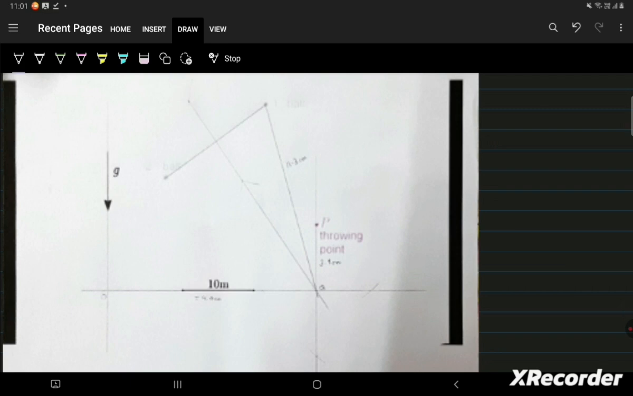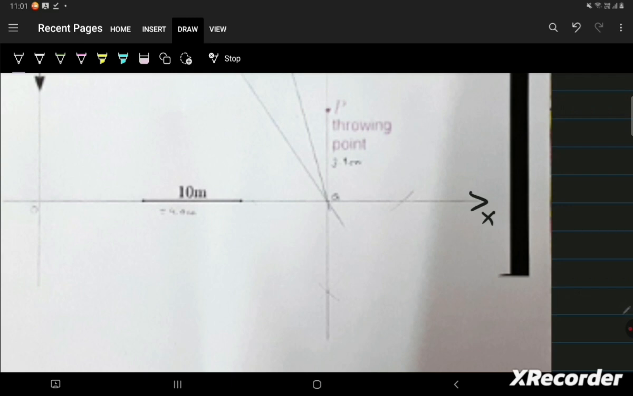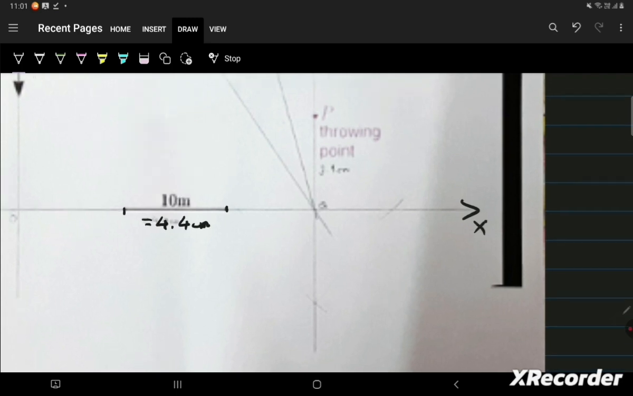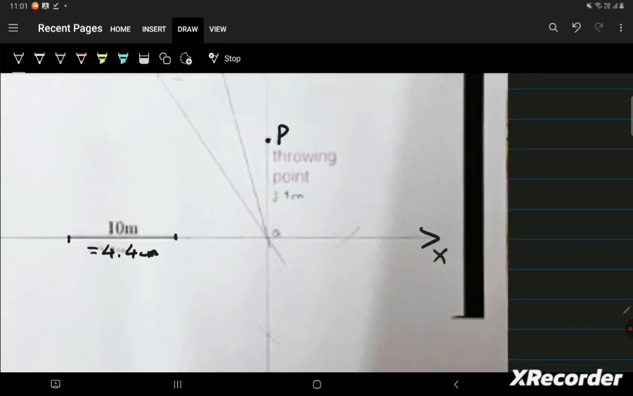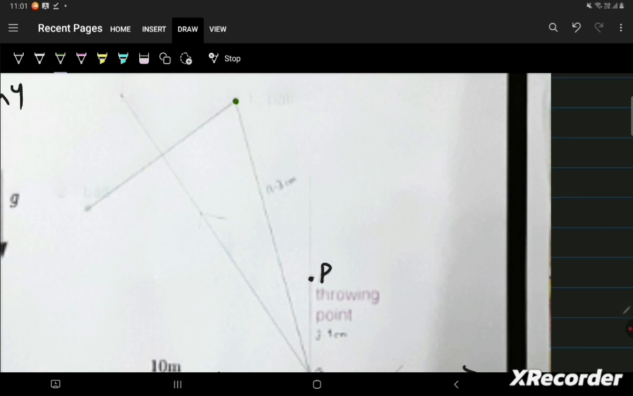So I have considered an x-axis and a y-axis. I have drawn lines along the g vector to find the y-axis, and a line along this 10 meter line to plot the x-axis. When I used the paper, 10 meters came out to be 4.4 centimeters using scale, since it's given that this length is equal to 10 meters. Here P is the throwing point, and this is the coordinate of ball 1, and this is for ball 2.